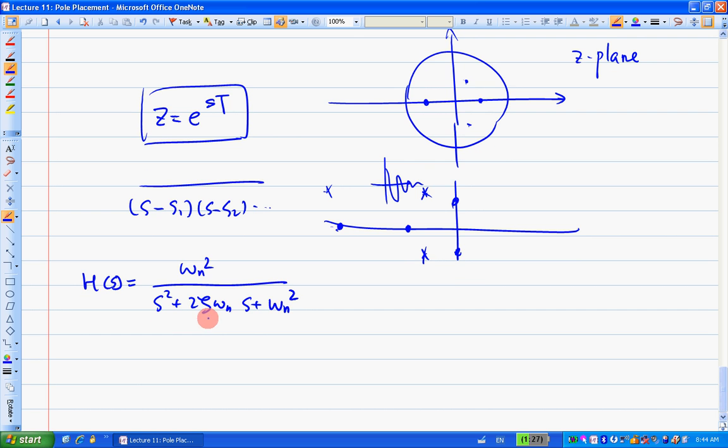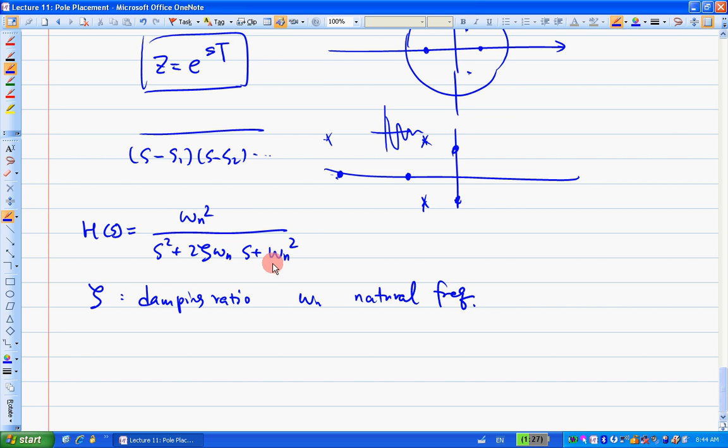Over here, zeta is called the damping ratio, and omega n is called the natural frequency. For a mechanical student taking vibration, this should be pretty familiar. Why is this important? A lot of systems can be simplified into a second order system. Some systems may be higher order, maybe a third order or a fourth order.